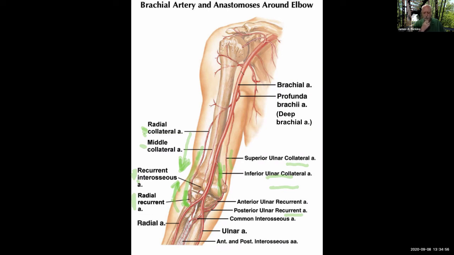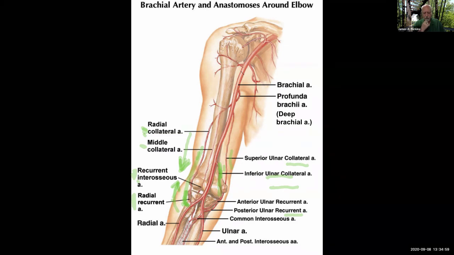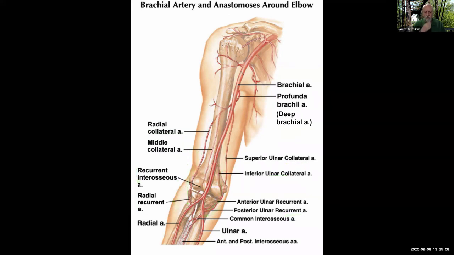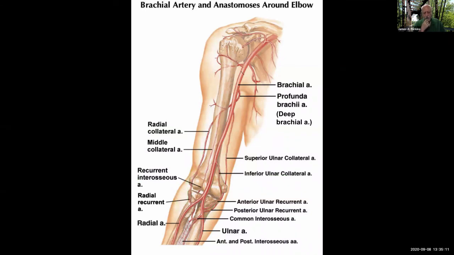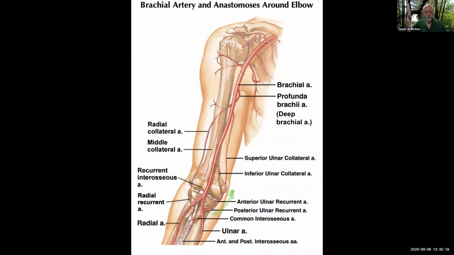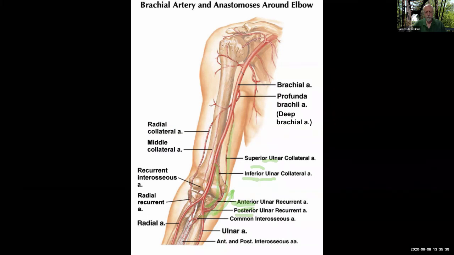There are also a couple of recurrent arteries coming directly off of the ulnar artery. There's an anterior and a posterior ulnar recurrent artery, and they are coming off of the ulnar artery, and they turn superiorly. They'd also be bringing blood back up towards the elbow. They're going to form anastomoses with the two ulnar collateral arteries coming down from above. So anterior ulnar recurrent forms an anastomosis right here with the inferior ulnar collateral. The posterior ulnar recurrent forms an anastomosis with superior ulnar collateral.